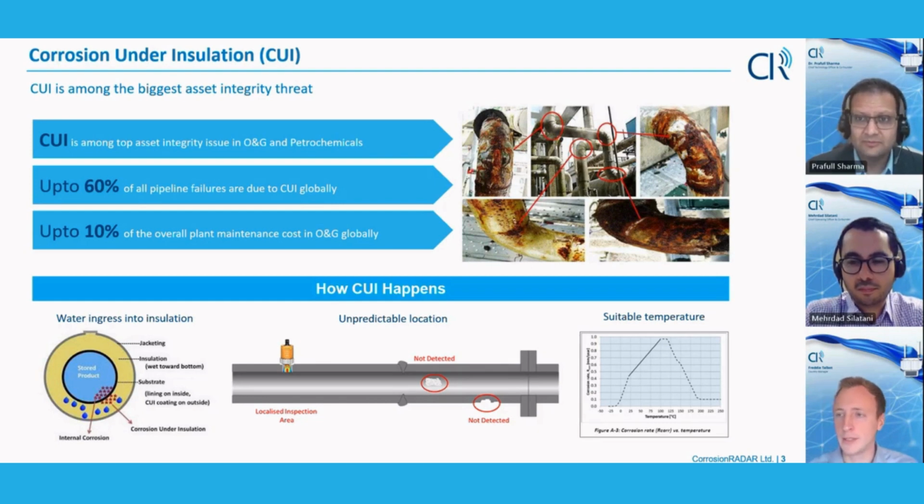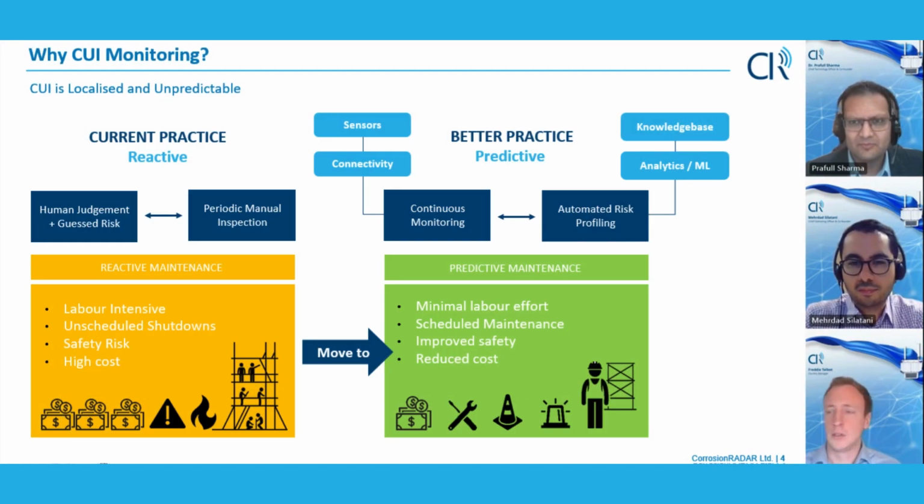Thanks, Praful. So what I'm hearing is CUI is a major challenge due to being very localized and unpredictable. And often CUI is finding us before we find CUI. So Praful, how can CUI monitoring technology play a role in predicting CUI more effectively? Obviously, CUI monitoring is a big development, and we have been testing various versions of the product for the last few years, and we are launching a new version of the product today.